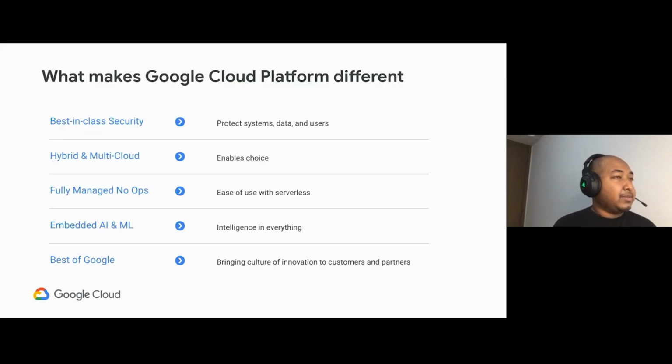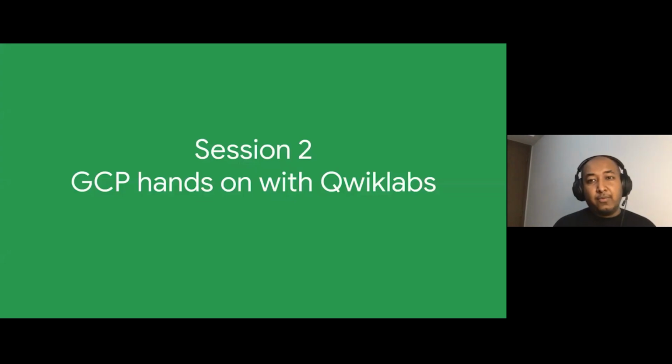All right. What makes Google Cloud different? Best in class security, hybrid and multi-cloud, fully managed. You will get best in class embedded AI and machine learning, and the best of Google, because this is the same network that Google is using to help all the customers, the billions of users of its different products. Alrighty, so we are moving into session 2, which is the hands-on session with quick labs.